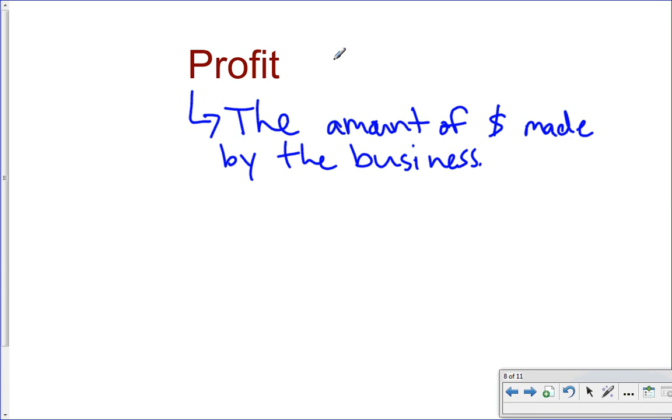The profit is just going to be written out. Okay, so when we look at profit, we look at the revenue minus the total cost equals the profit.